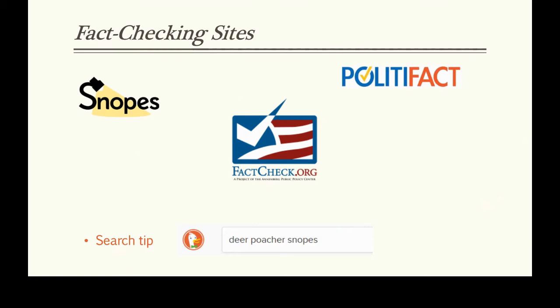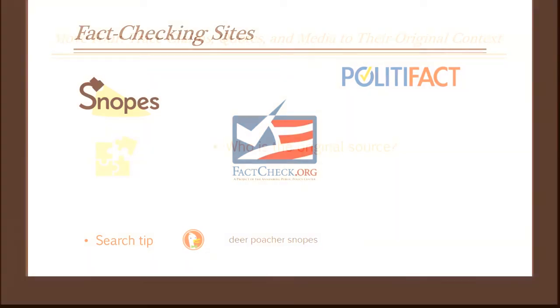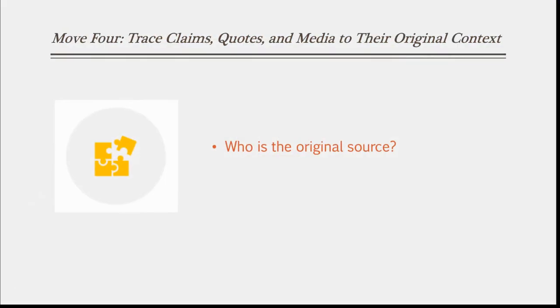If you want to search online and include one of these fact-checking sites in the search query, you put in deer poacher, and for this one I put in Snopes. In the search bar, click enter and it's going to float the result to the top of the page for you on that results page. So move 4, or the T in SIFT, is to trace the claims back to the original source.